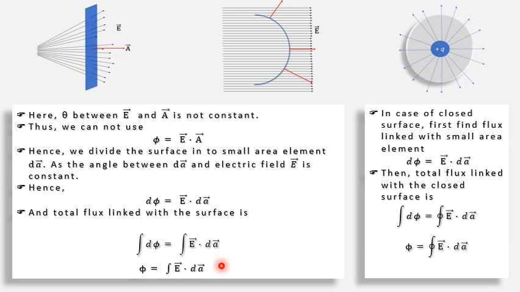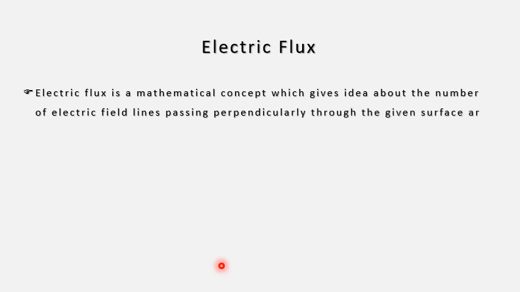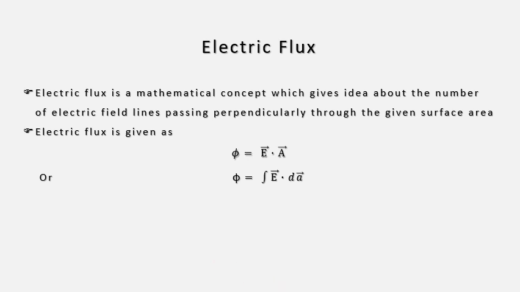So let us summarize. Electric flux is a mathematical concept which tries to make us realize how many field lines are linked with our surface, or how many field lines are passing perpendicularly through our surface. How do we find electric flux? It can be found by taking the scalar product of electric field and area. In some difficult situations, we may need to use integration or closed integration. It is a scalar quantity, and the unit of electric flux is Newton meter square per coulomb, or volt meter. So these are the minimum basic things about electric flux we should know.